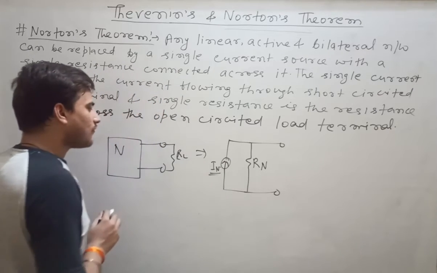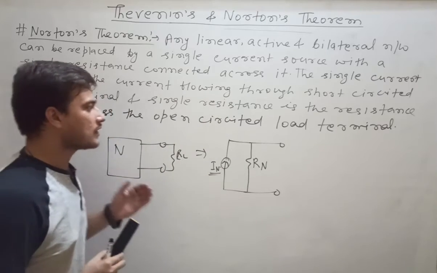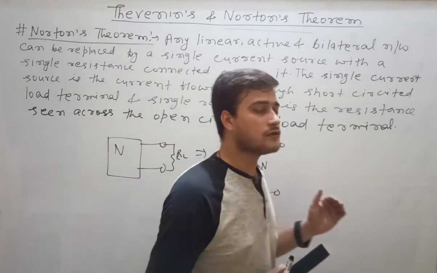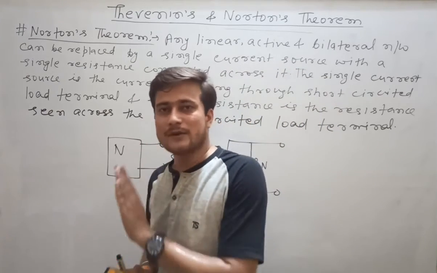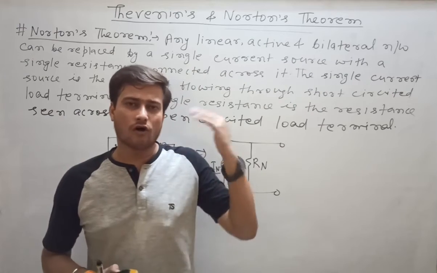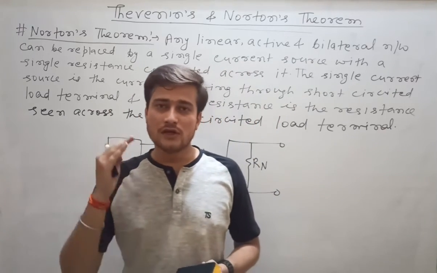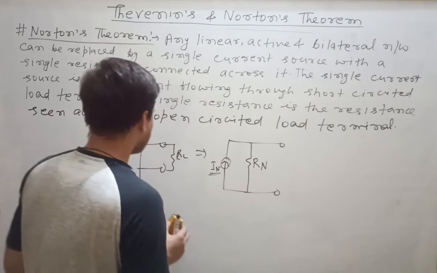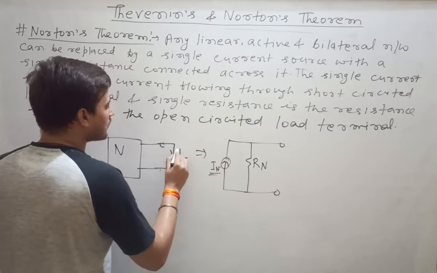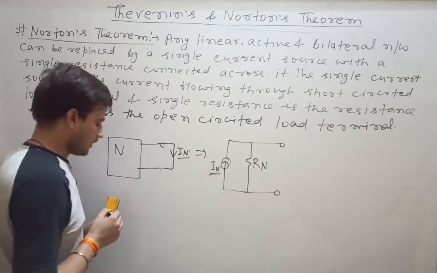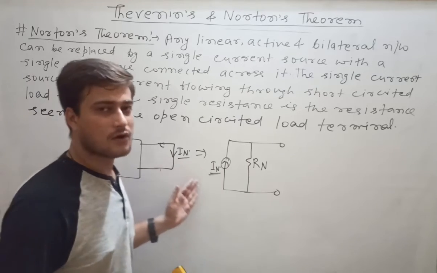So what are they saying? What is Norton's current? Norton's current is nothing but the current flowing through the short circuited load terminal. That means in the case of Thevenin's theorem, you open the load terminal, but in the case of Norton's theorem, you have to short circuit the load terminal, and we will calculate the current In by circuit analysis. This current will be Norton's current.